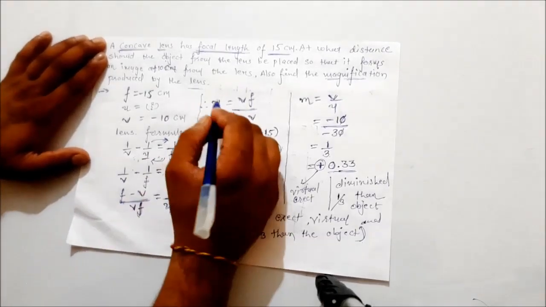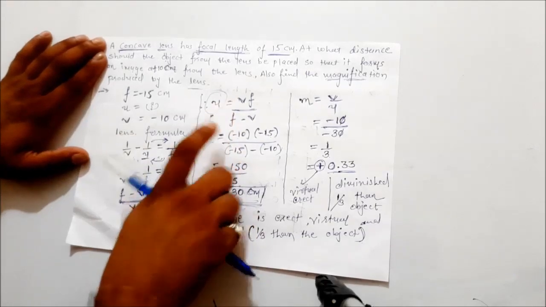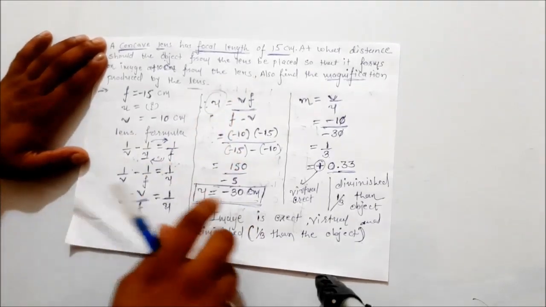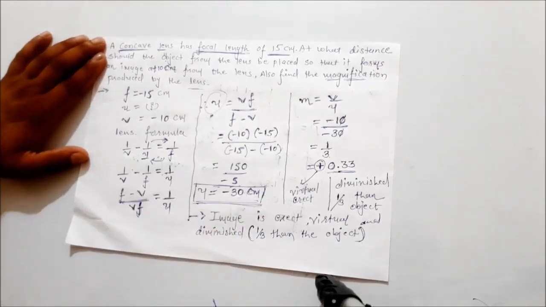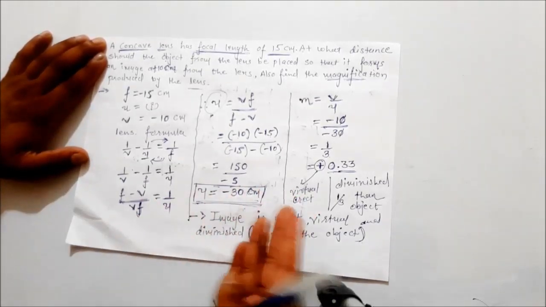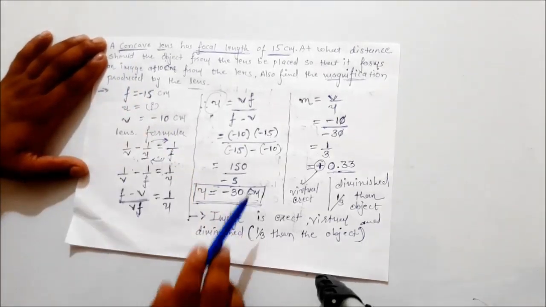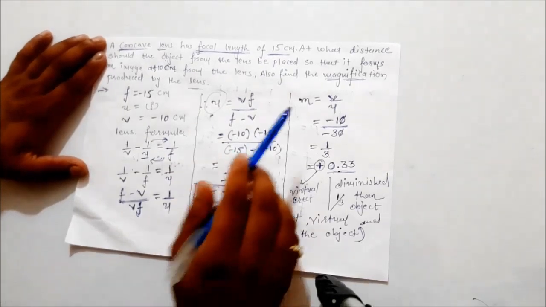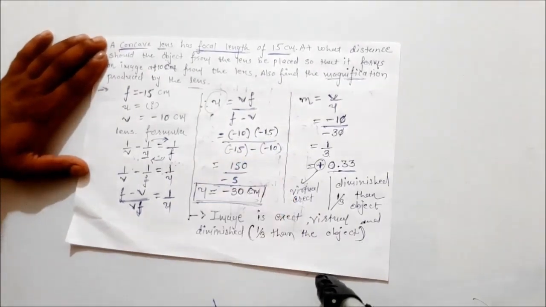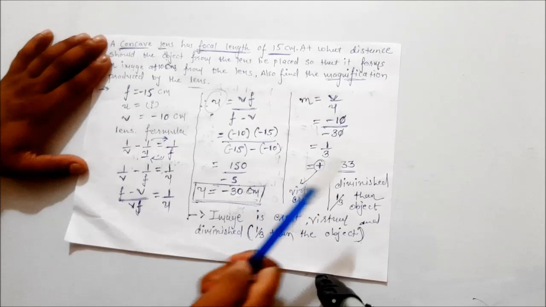By simplifying it, we are making u the subject. We are placing the values according to sign convention. We are getting the value of u as minus 30 centimeter. It means our object is placed at 30 centimeter, and negative means at left side from the lens. Also we have to find out the magnification. For a lens the formula is m is equal to v by u.